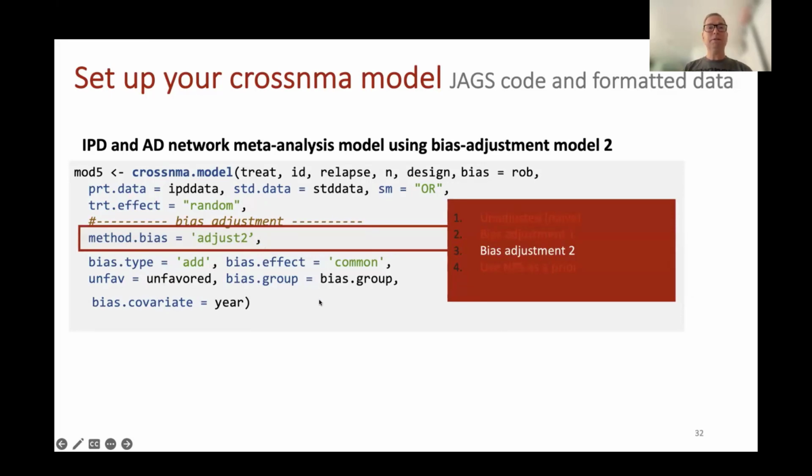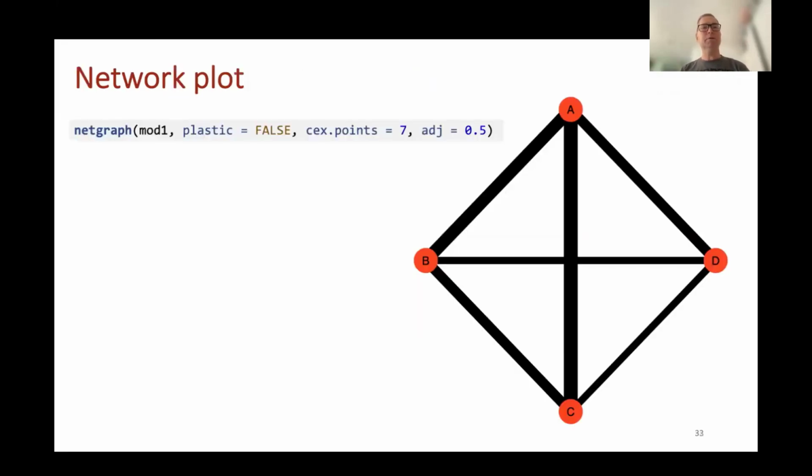Okay, so now I've set up all these different models, and the next step would then be to run the analysis. But before that, let's have a look at the net graph. This is the net graph for model 1, but I could also use model 2, 3, and so on, because the network graph you get is just the same, because the data that we put into the analysis is the same data. And here we see that this is fully connected.